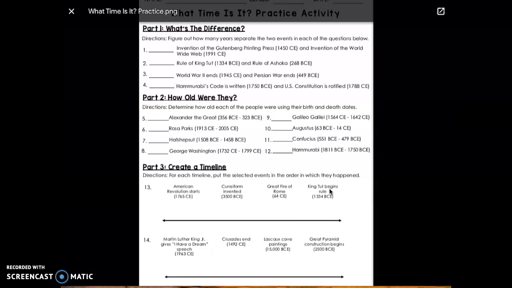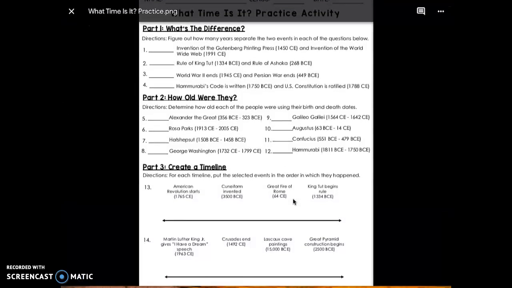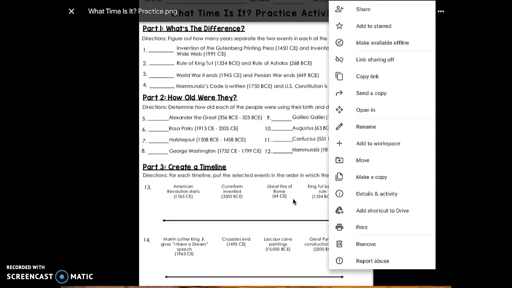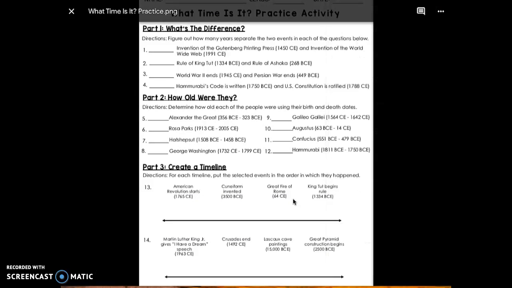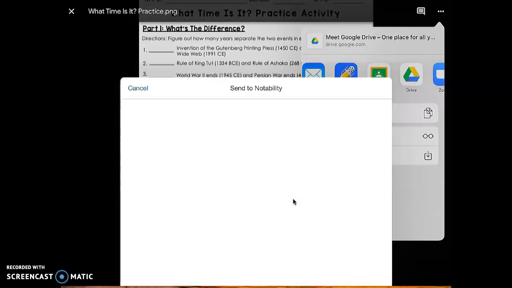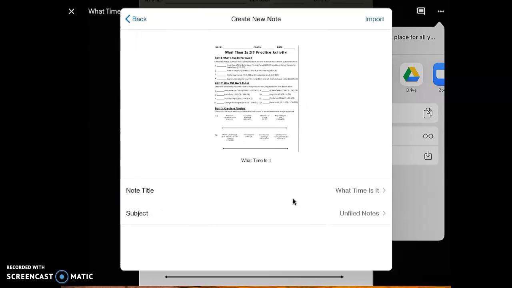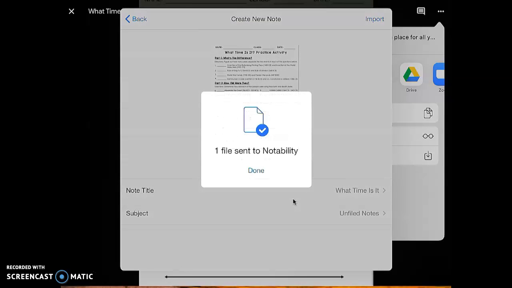This next worksheet is giving you the opportunity to practice using those time periods and trying to better understand them. So what I'm going to do in order to be able to write on this is I'm going to click on the square with the arrow, the 3 dots in the top right hand corner, and I'm going to send a copy to Notability. And then from there I'm going to create a new note, and I'm going to import it.